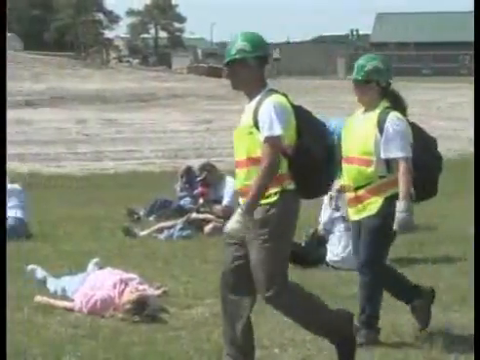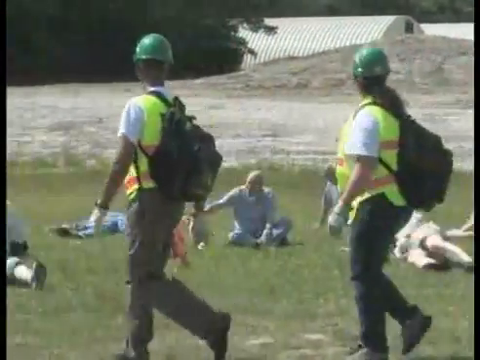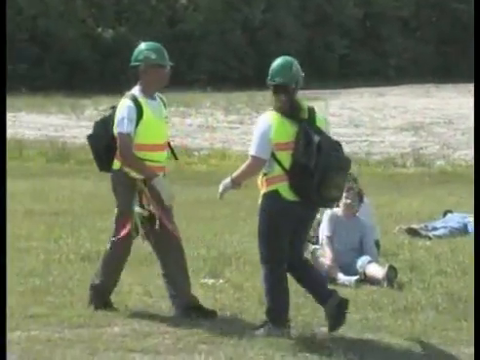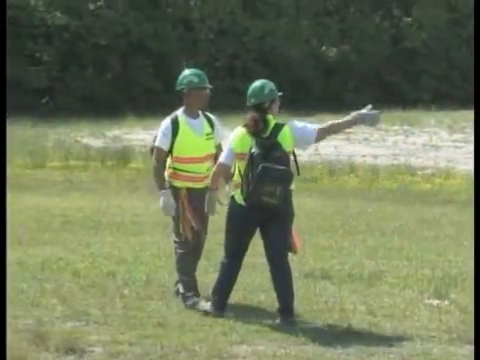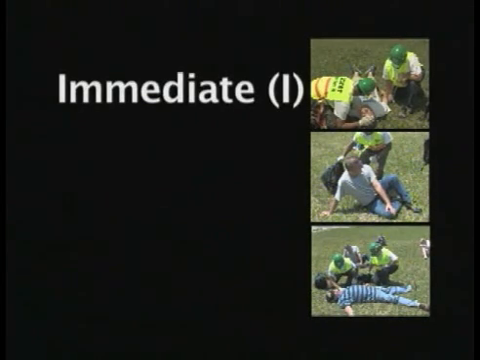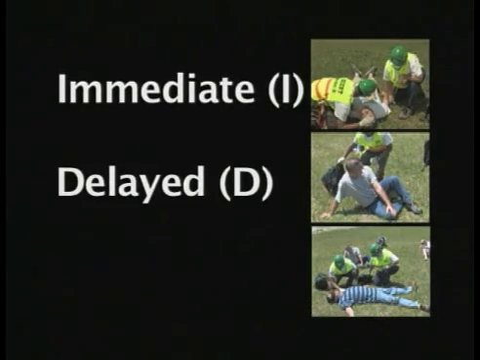Triage begins at the incident site, as soon as victims are located. Victims are sorted into 3 categories based on their conditions. The 3 categories are immediate (I), delayed (D), or dead.